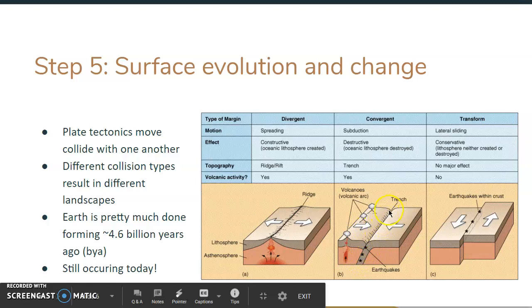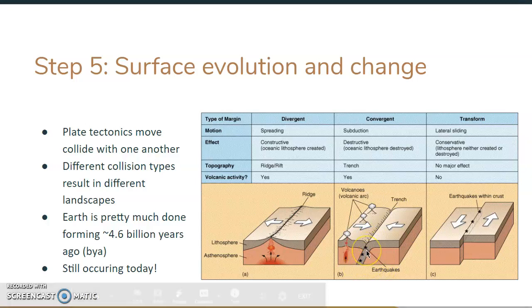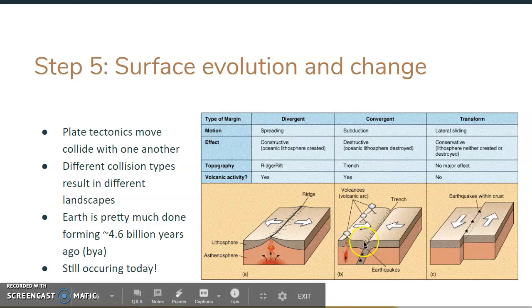Now, it creates a nice trench, which has a lot of earthquakes, as you can see by these stars, because there's a lot of energy and friction between those two tectonic plates. It also creates an interesting thing of volcanoes. So we can see volcanoes on the side that is not being pushed under.